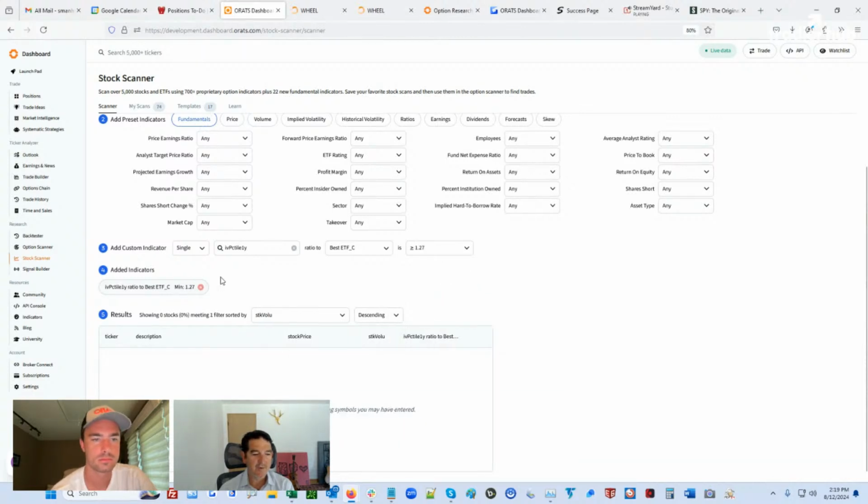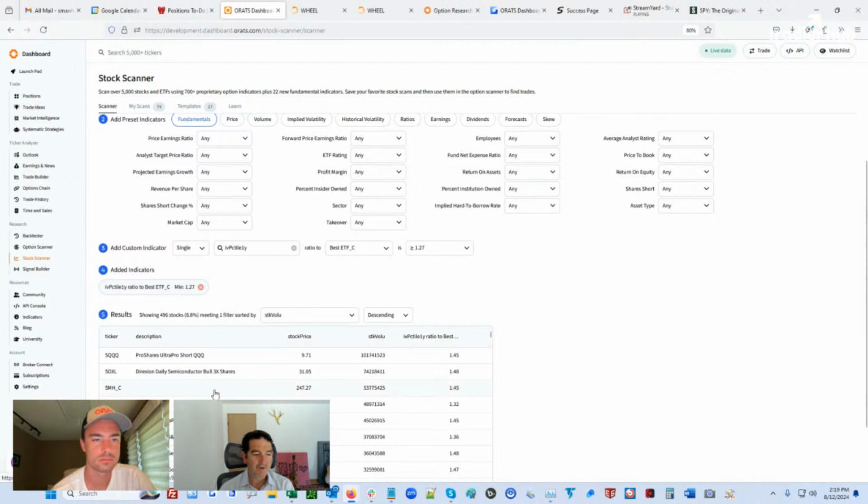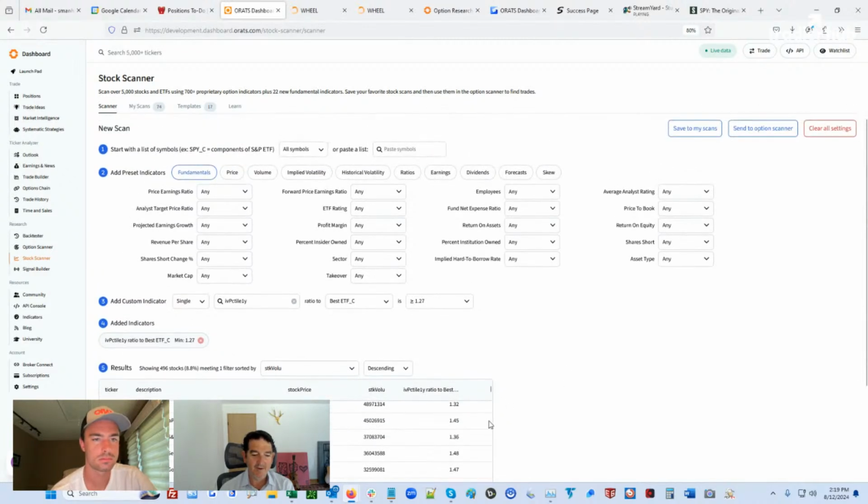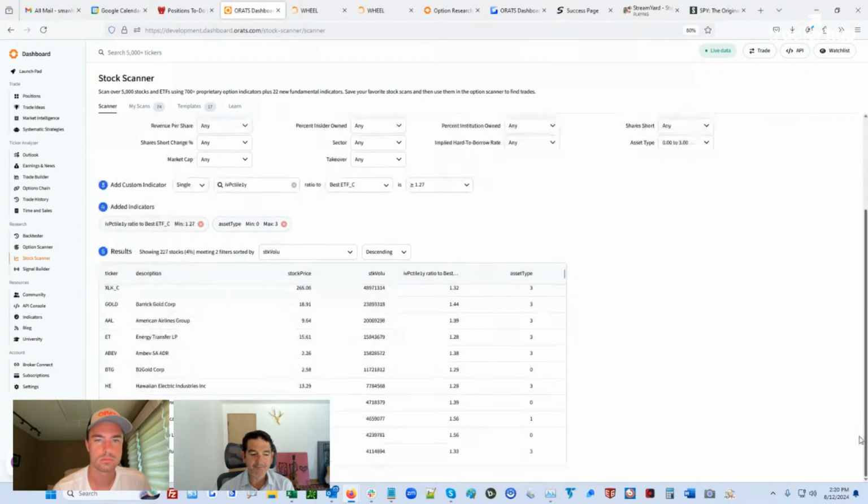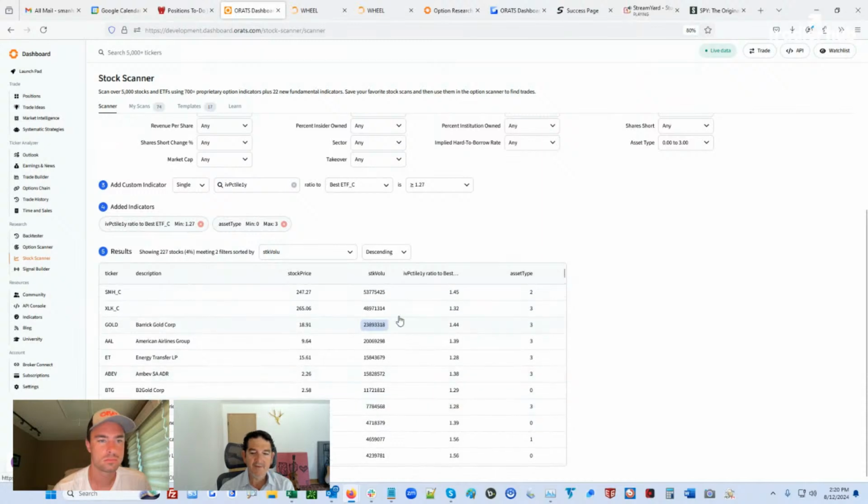Oops, we slowed this in here. So then you have some odd types of, and we'll go. So you're seeing like a lot of the ProShares and the leveraged ETFs. So if we go to the asset types, we'll just look at only stocks. So that will clear out those. And this is kind of interesting. So we have some where the IV percentile ratio to the best ETF is high for some of these.